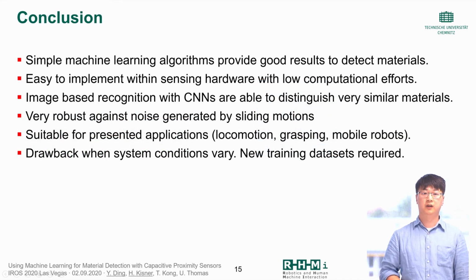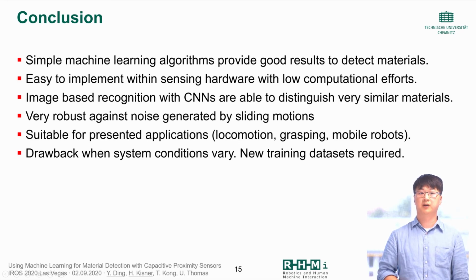In this paper, we evaluate different machine learning algorithms for material identification for sensor signals from capacitive proximity sensors. The conclusion of this paper is that simple machine learning algorithms provide good results for this task, especially when converting the 1D spectral data to images. Image-based CNNs are able to identify materials that are very similar in their electrical properties. In applications where fine granular identification is unnecessary, standard feed-forward neural networks or KNN algorithms provide reasonable results.